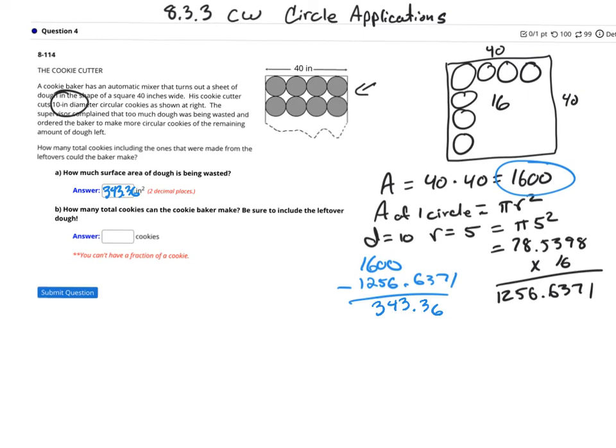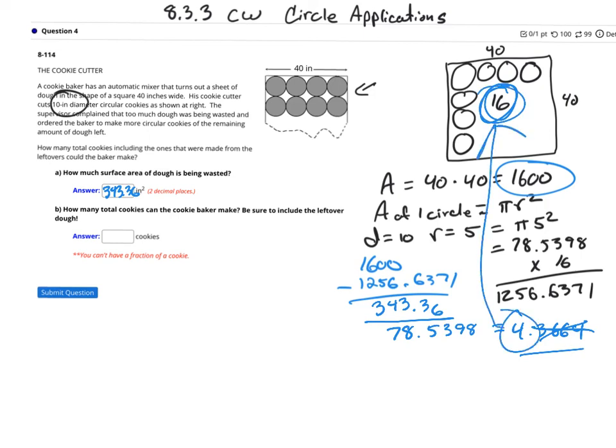Now, to figure out the total number of cookies I can make, I know I can make 16 cookies from the original part, but with this leftover dough, I can still make some more cookies. So if I take the total amount of leftover dough and divide that by the amount that each cookie takes to make, that's going to give me 4.3664. So that means I'll have enough dough left over to make just over 4 cookies. But we don't make parts of cookies, so really I'm just going to take 4. So I had 16 to start with, and then 4 more. So that's going to give me a total of 20 cookies.